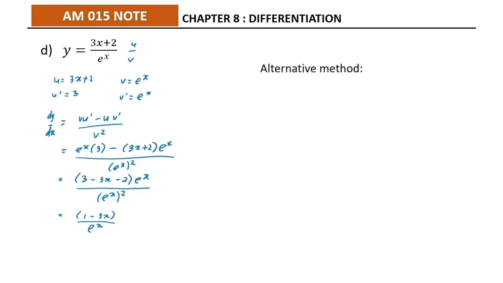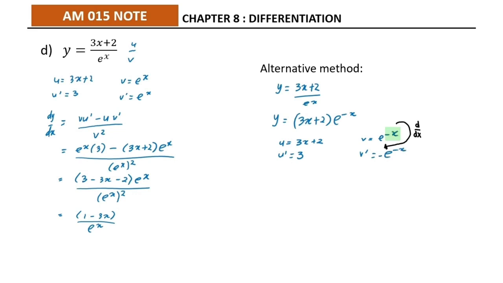And this one, we can simplify to use the product rule. From y equals (3x plus 2) divided by e^x, simplify, we get y equals (3x plus 2) times e power of negative x. So using the product rule, this is u and v. So u equals 3x plus 2, u prime equals 3, v equals e power of negative x, v prime, differentiate e power of negative x, we have e power of negative x, and then differentiate negative x, negative 1.